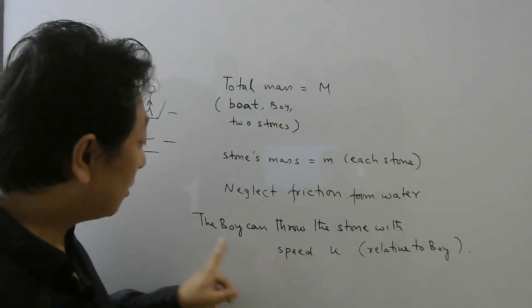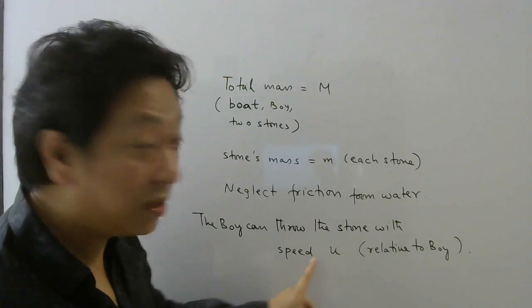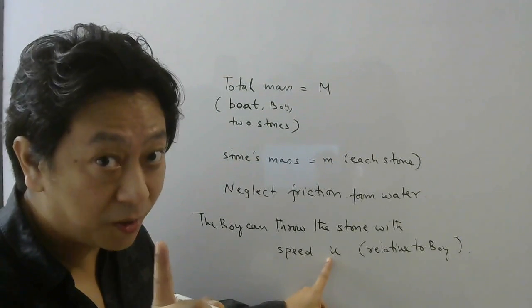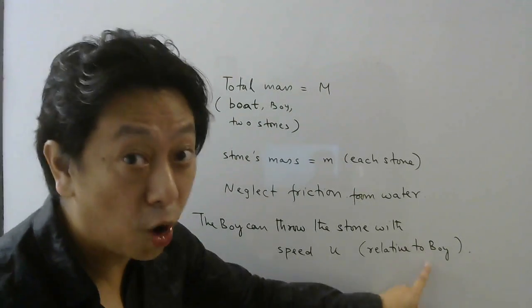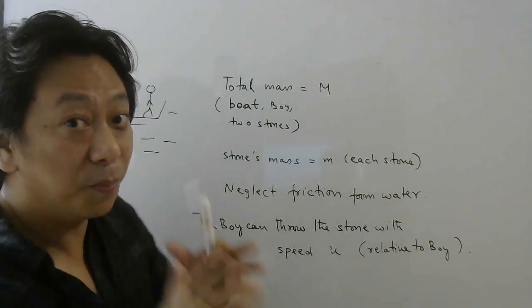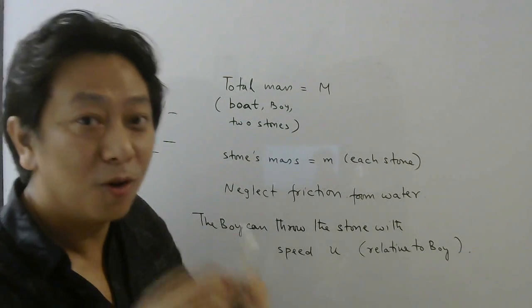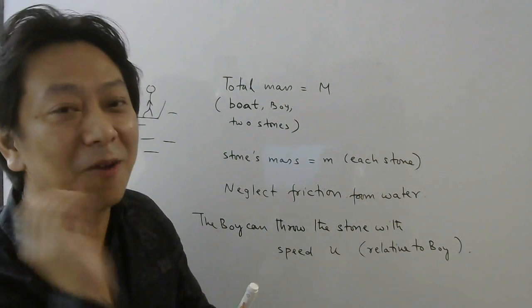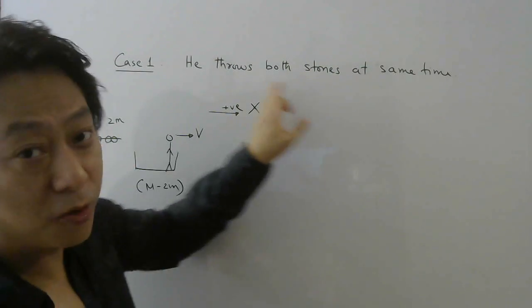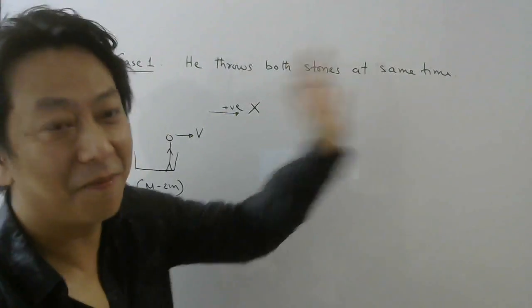Now it is given the boy can throw the stone with speed u, but this u is not relative to ground, it is with respect to the boy. So the question is, in order to gain more speed, should he throw both the stones at the same time, or should he throw the stones one by one? That is the question. Now let us discuss the first case where he throws both the stones at the same time.